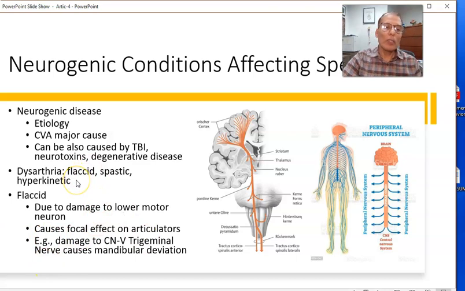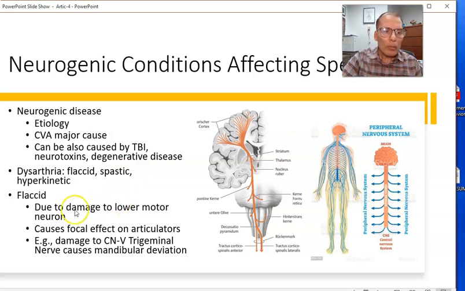The idea is that it results from neural damage to lower motor neurons or upper motor neurons. Upper motor neurons are the ones that connect the cortex to the brainstem and the spinal cord, within the central nervous system. The cranial nerves and the spinal nerves and their extensions are part of the lower motor neuron system, basically the peripheral system.